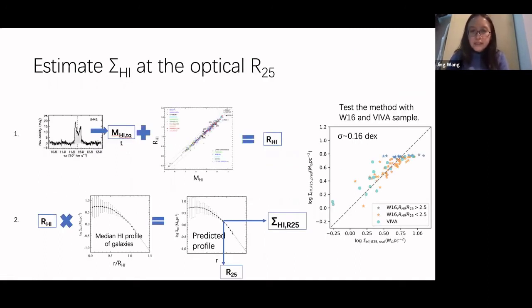There's a way we predict the HI surface density at R25. It's similar to, but slightly different from the method we showed before. We still started from the total HI mass. We combine it with the size-mass relation to predict the HI disk size. We combine the disk size with the median HI profile to predict the HI radial distribution. And then we put R25 on it to interpolate for the HI surface density at R25. And here's a figure tested with VIVA sample galaxies selected from the Virgo cluster. The cyan circles show that our method worked okay. It predicted the HI surface density at R25 with an accuracy of around 0.16 dex.